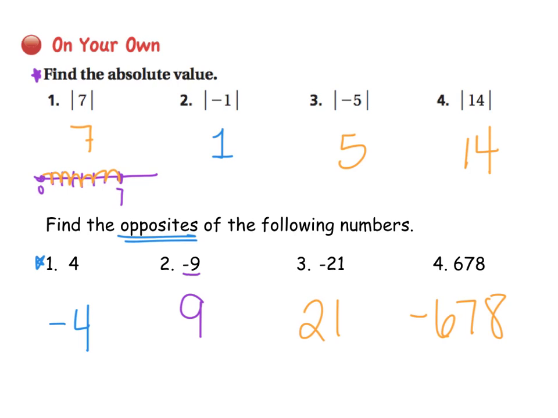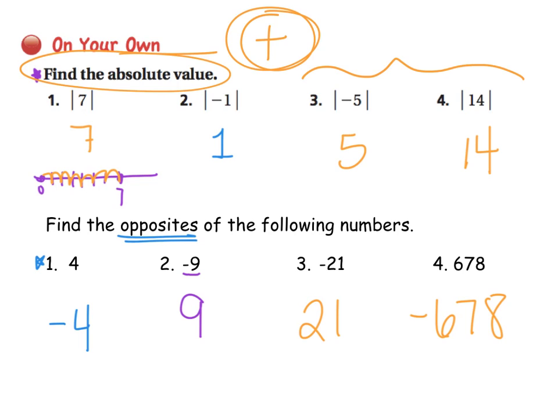So looking at the absolute value, numbers 3 and 4. The absolute value of -5 is +5, and the absolute value of 14 is +14. Notice when we find absolute value, our answers are always positive. That is not the case when we are working with opposites. If we look at number 3, the opposite of -21 is +21. And the opposite of positive 678 is -678.